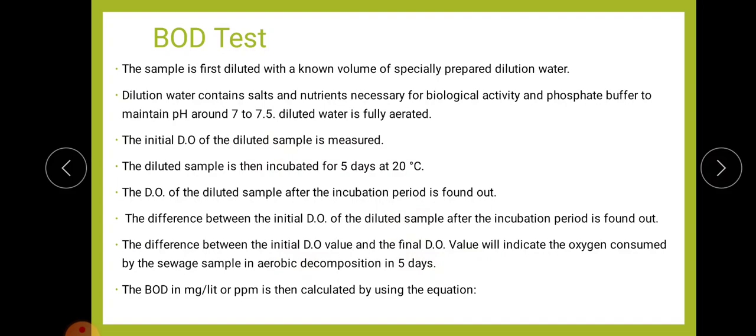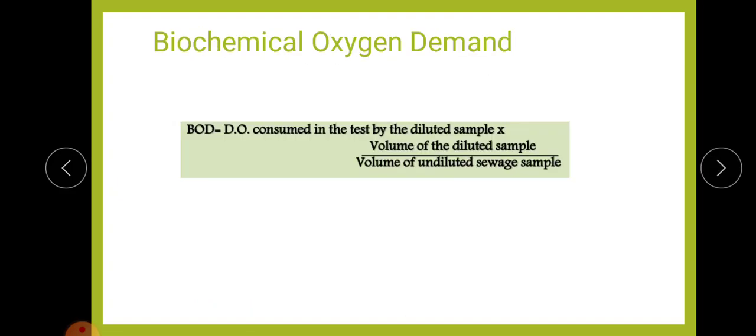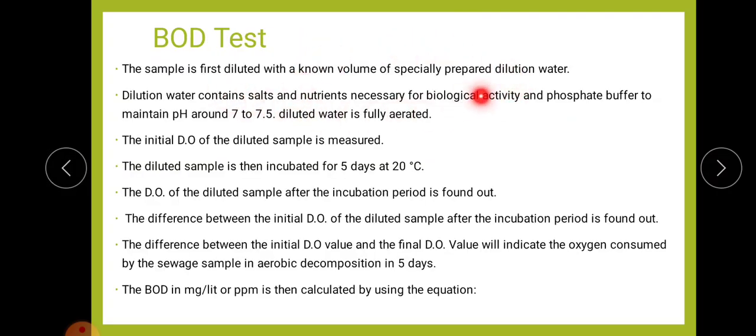So this BOD in milligram per liter or ppm is calculated by using this equation. BOD is equal to the dissolved oxygen consumed in the test by the diluted sample multiplied by this factor, which is known as the dilution factor. Dilution factor means the ratio between the volume of diluted sample and the volume of undiluted sewage sample. That is the first step, in which we are diluting the sewage.